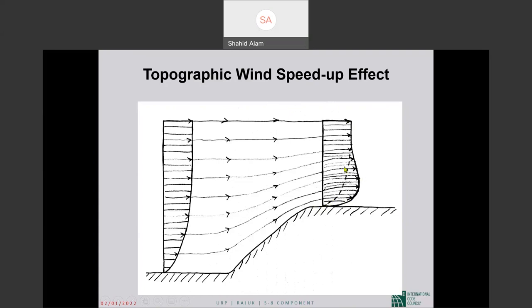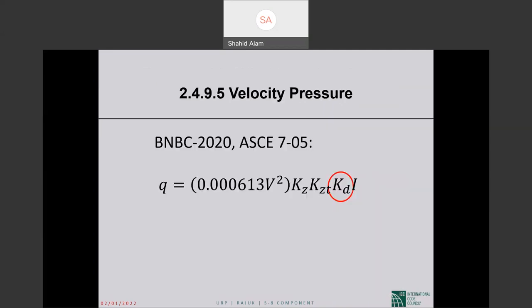This would have been more characteristic of something on flat ground, below the hill, and on the hill the pressure distribution looks like this. We have to account for this fact for structures located on the upper half of a hill. And that is done through the K sub zt factor. Of all the factors, that is kind of the most complicated. I will show you the details, but I probably will not have time to go into the details.